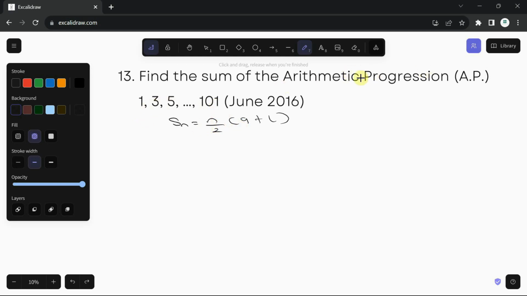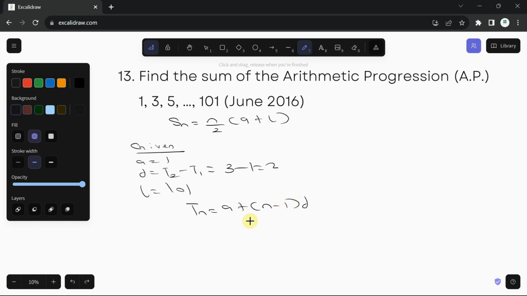If it's an arithmetic progression, we're given the a to be 1, and I can say the d is like t2 minus t1, which is 3 minus 1, which is 2. So we know the d, we know the last number to be 101. Given all of these things, we can find what the n is, what will be the nth term whose value is 101. Our formula for Tn is a plus n minus 1 d, right? So if the Tn, which is the last term, is 101, and our a is 1, we don't know the n, so n minus 1, and our d is 2, right?